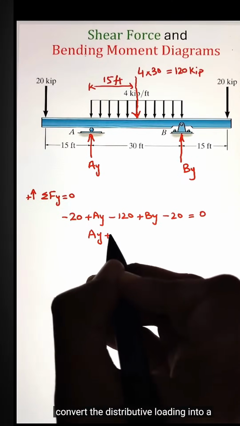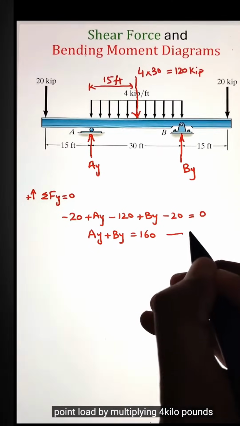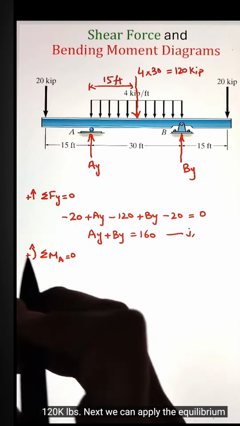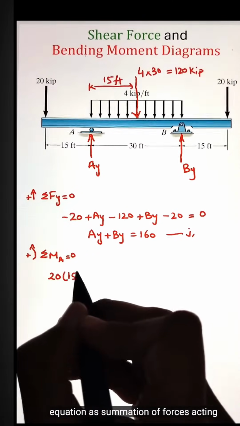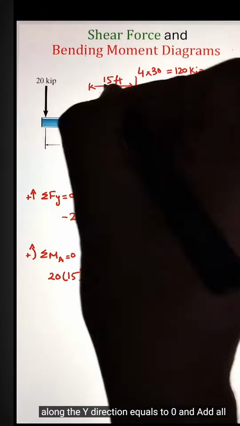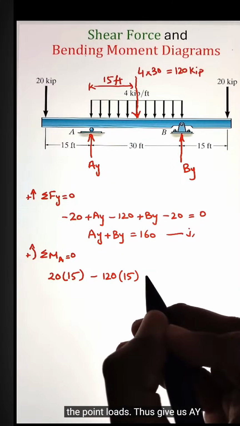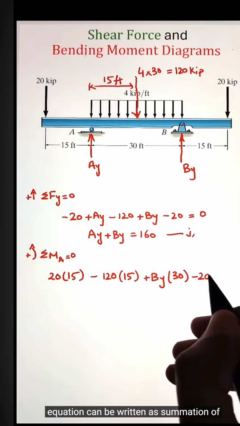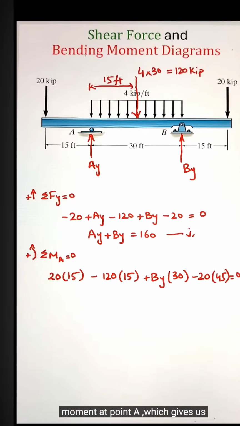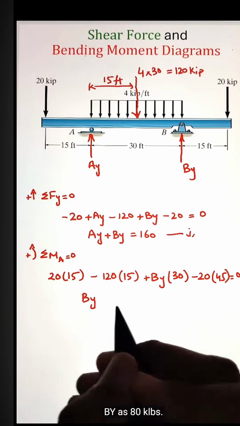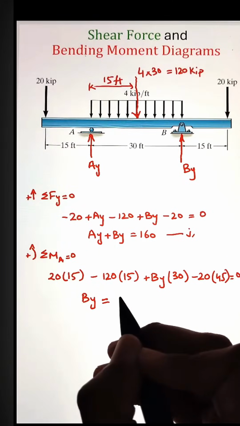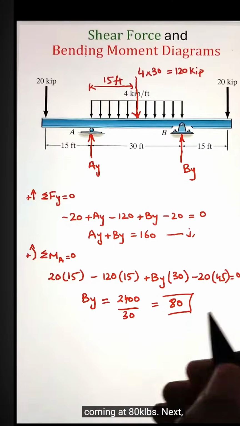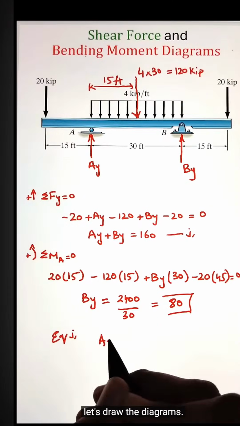Next, we can convert the distributed loading into a point load by multiplying 4 kilopounds per foot times 30 feet. That will give us 120 kilopounds. Next, we can apply the equilibrium equation as summation of forces acting along the y direction equals to 0 and add all the point loads. This gives us AY plus BY equals to 160. The second equilibrium equation can be written as summation of moment at point A equals to 0, which gives us the value of BY as 80 kilopounds. Plugging that information in equation 1 gives us the value of AY that is also coming to 80 kilopounds. Next, let's draw the diagrams.